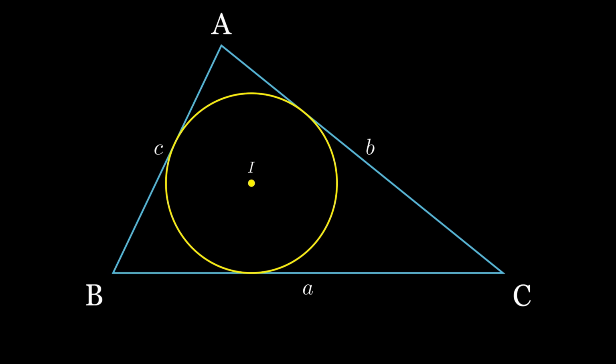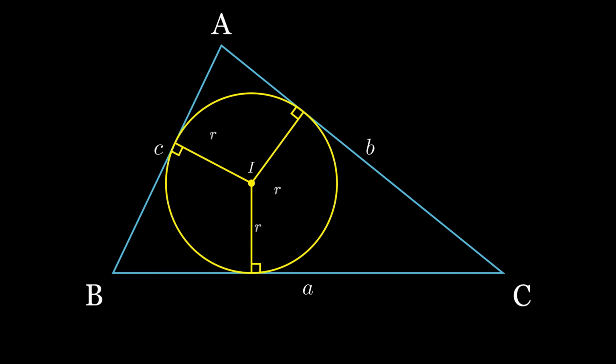The distance from the center I to any side is the radius denoted by r. Since the circle is tangent to the sides, these radii are exactly perpendicular to the sides A, B and C. Now here is the key geometry insight.